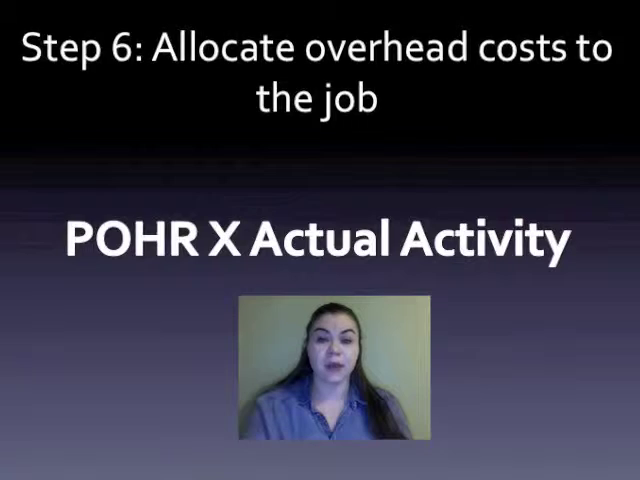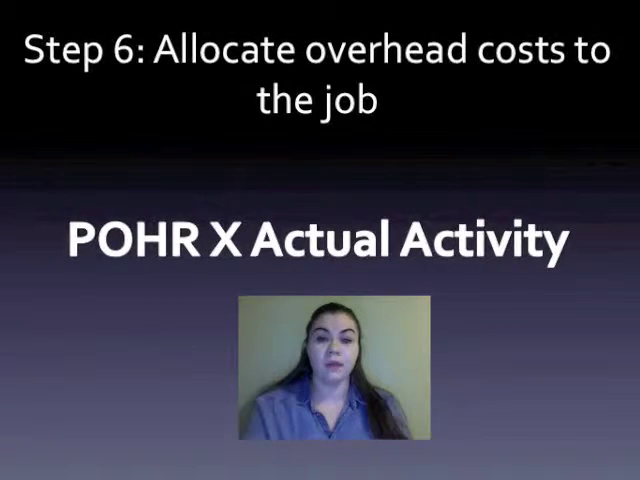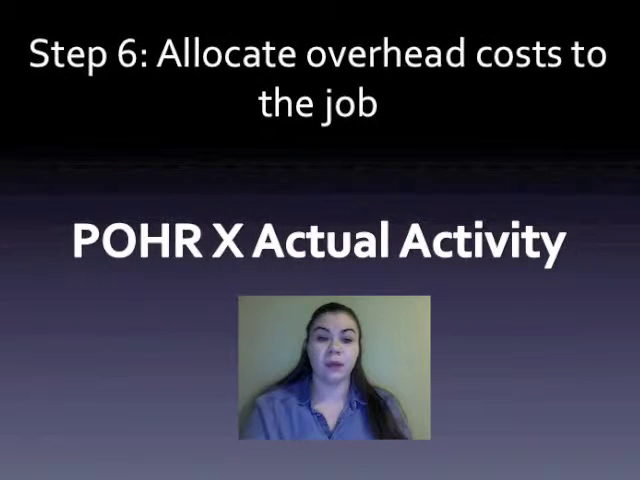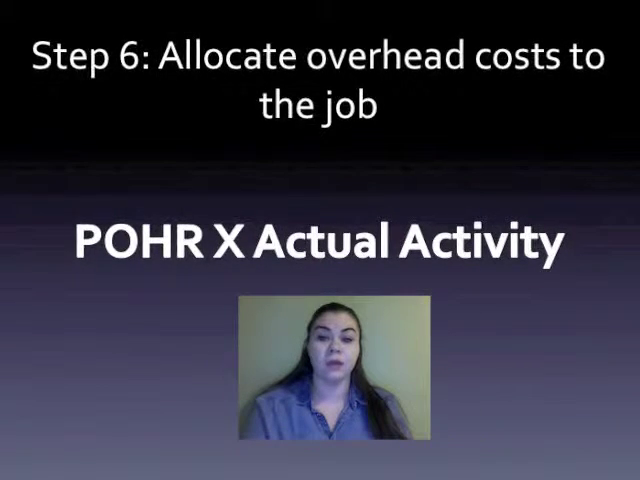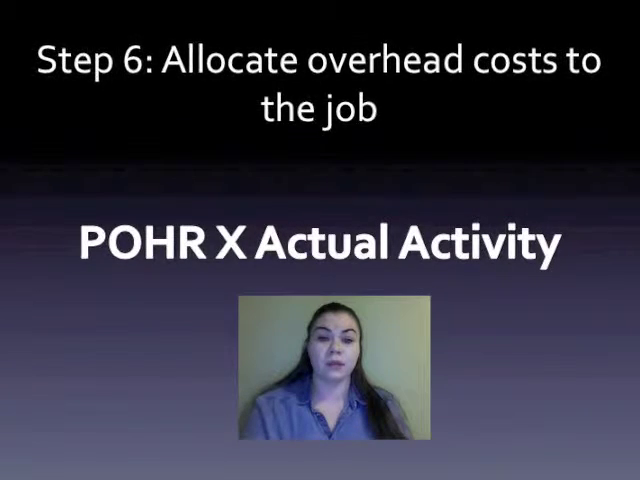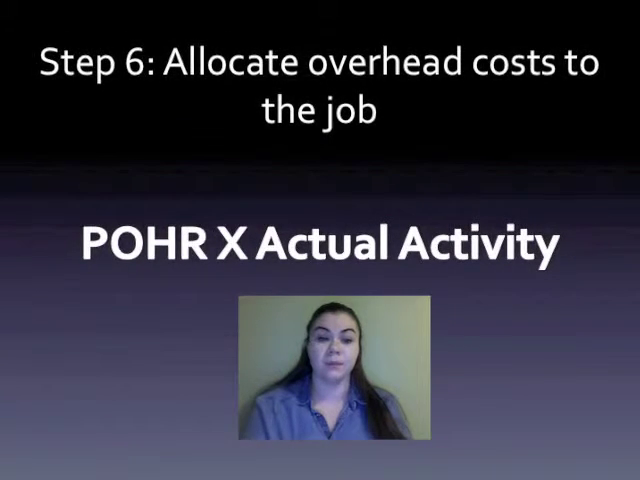Step 6. Allocate overhead costs to the job. In this step, we look at overhead applied by multiplying the predetermined overhead rate by the actual activity. The predetermined overhead rate was based on estimates, while the actual will be direct labor hours incurred during the period.